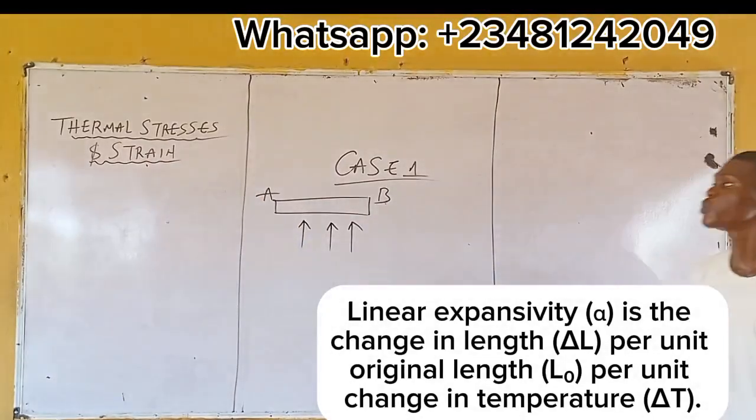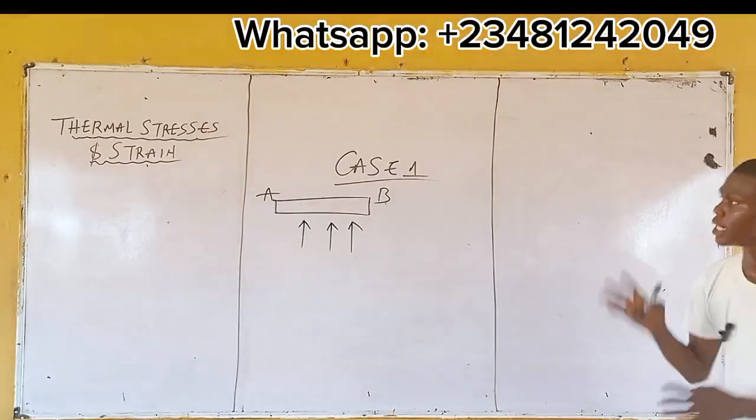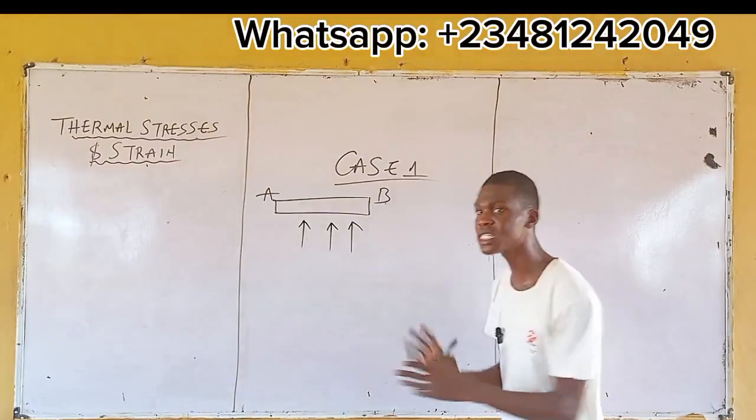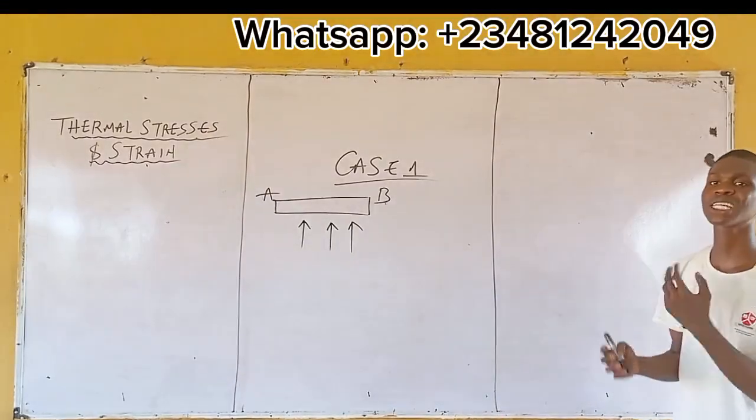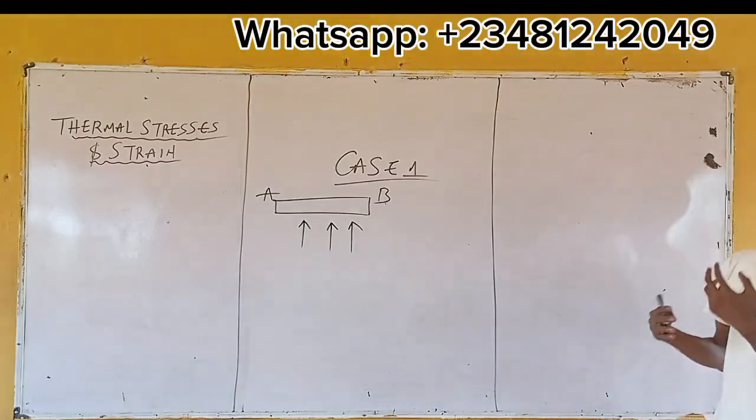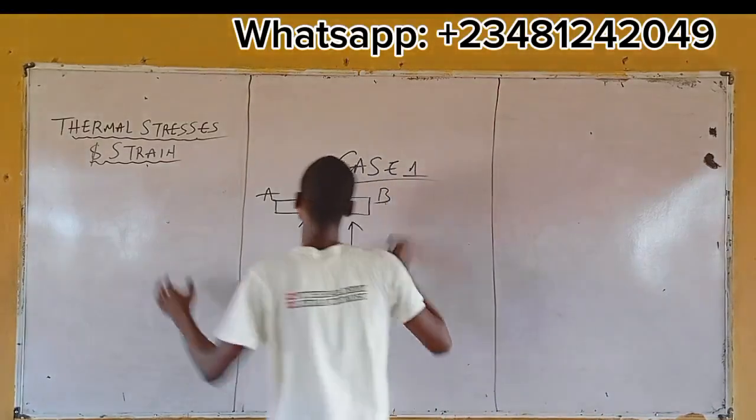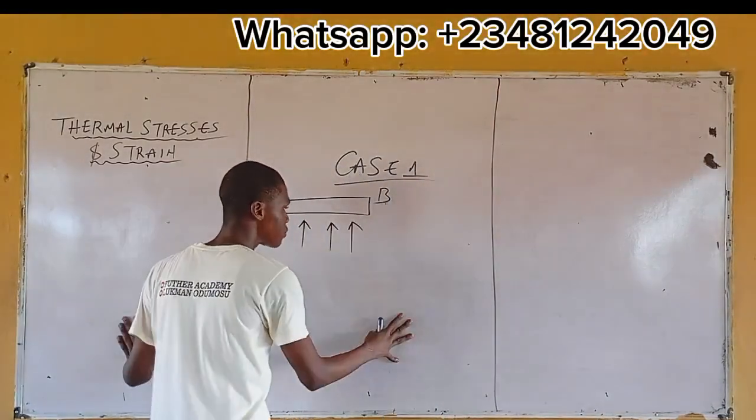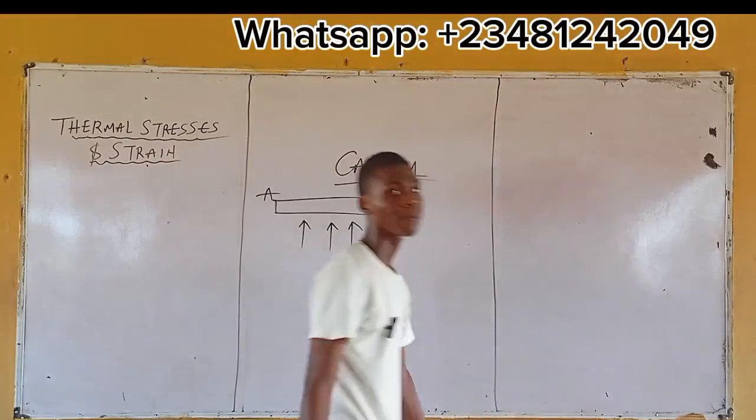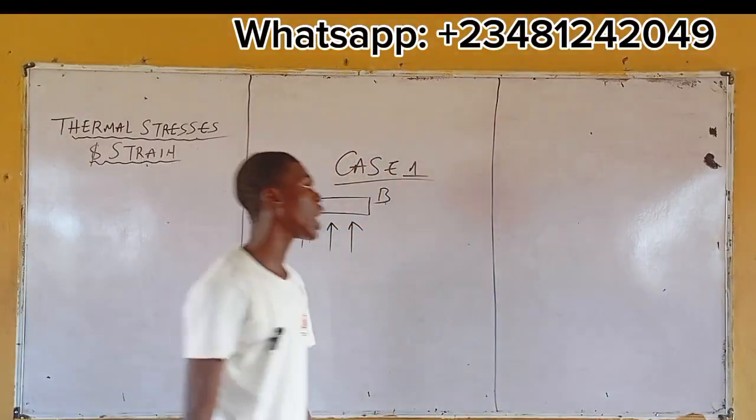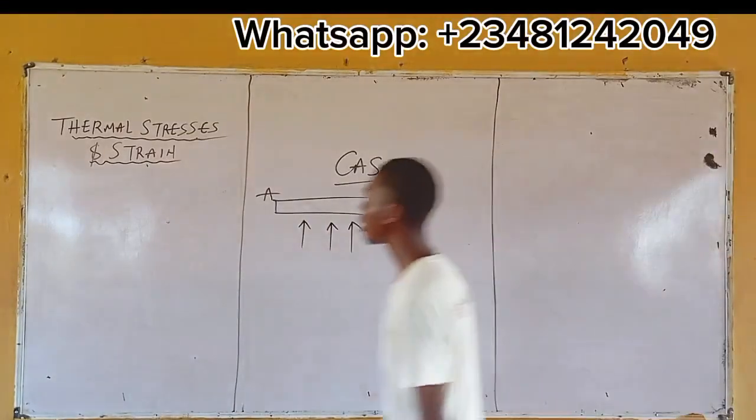So I said that we are going to understand thermal stresses and strain in two aspects. This is the first aspect, me using a practical illustration. The other aspect is that we are going to understand it in terms of linear expansivity. What we are doing here, we are going to derive a formula. Are you getting me? We are going to see how we derive this formula.